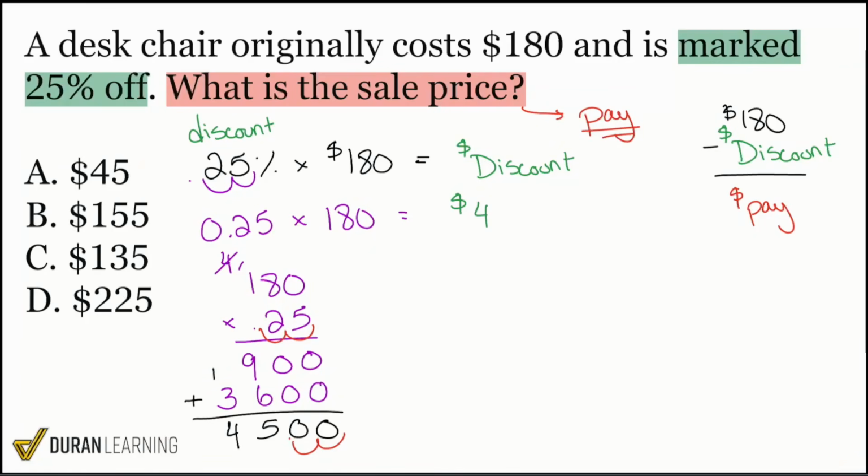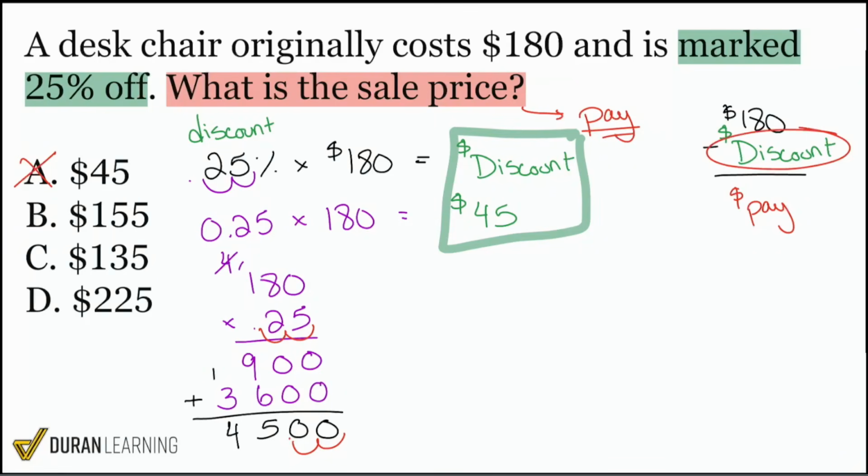So everyone, this $45 is, again, the discount amount. This is not the correct final answer. The correct answer is not A. The reason is because, again, to get what we pay, we have to subtract that discount. So now I can get the final answer here. 180 minus the 45 that I have. This will be the right answer.